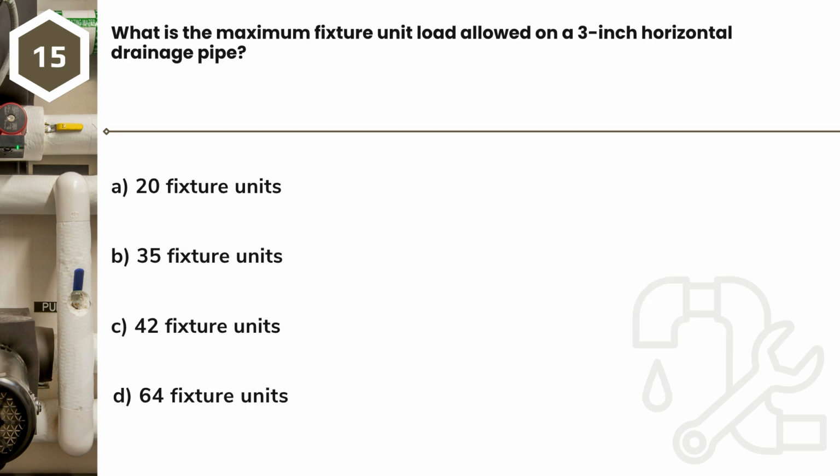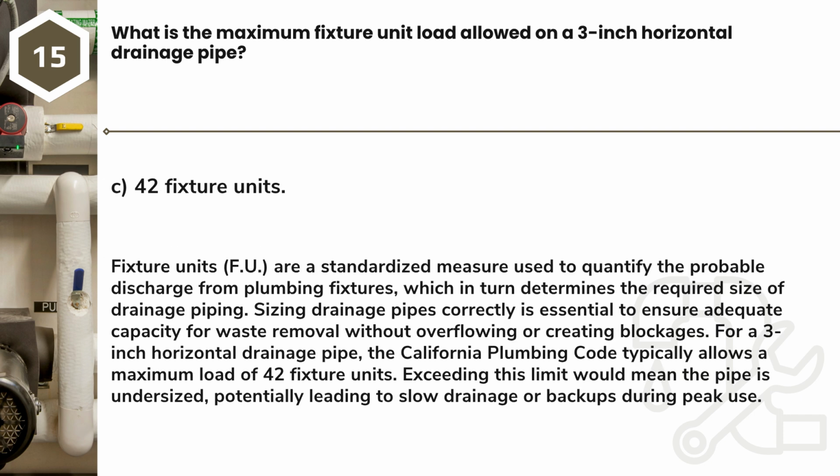Question 15. What is the maximum fixture unit load allowed on a 3-inch horizontal drainage pipe? A. 20 fixture units. B. 35 fixture units. C. 42 fixture units. D. 64 fixture units. Answer: C. 42 fixture units.